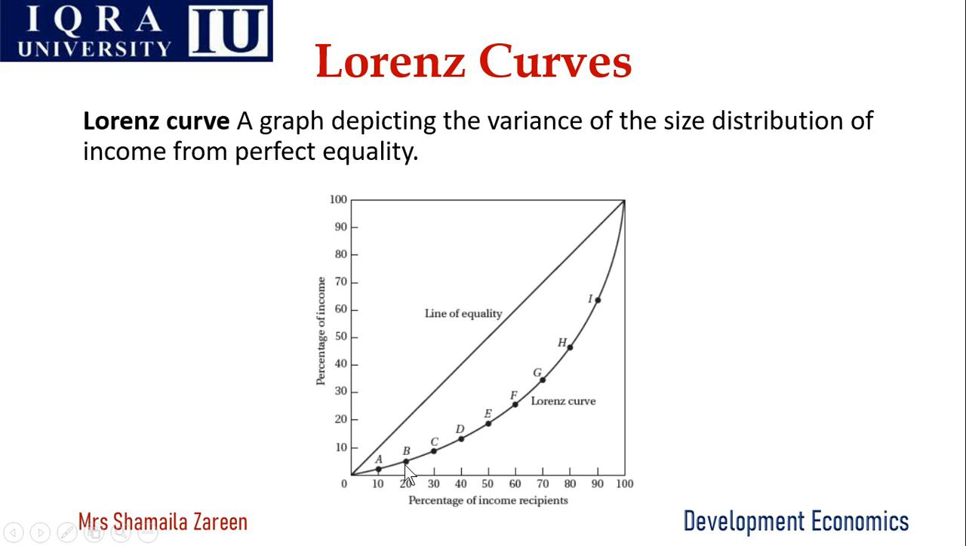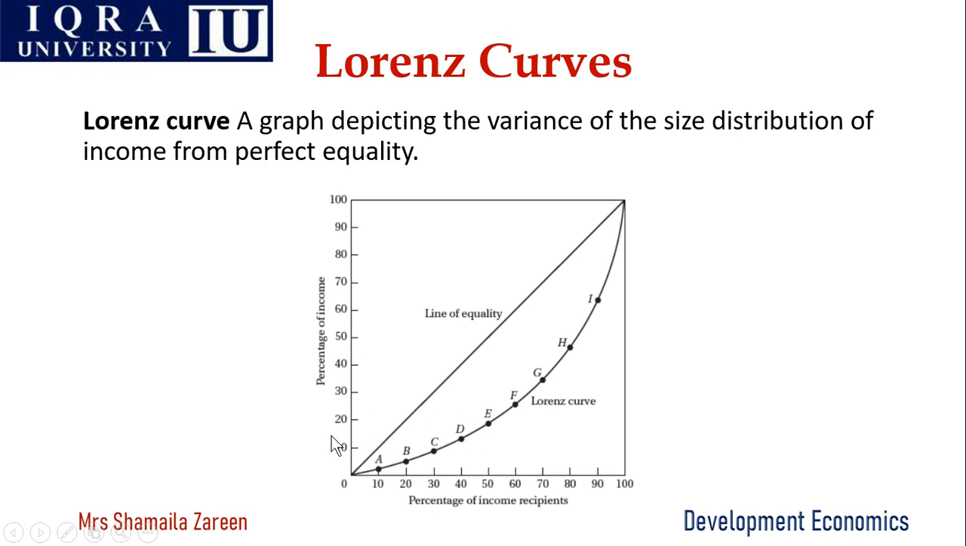Point B shows that the bottom 20% is receiving 5% of the total income, and so on for each of the other eight cumulative decile groups. Note that at the halfway point, 50% of the population is in fact receiving only 19.8% of the income.